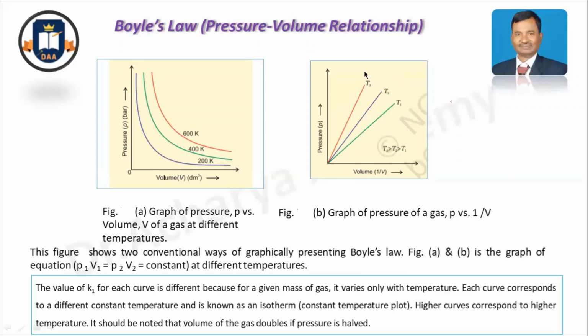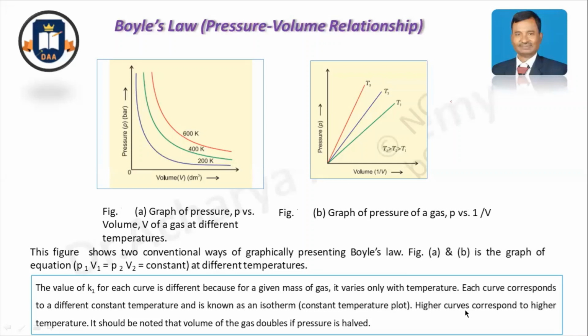So when the temperature is constant, in this case also constant, because at 200 Kelvin you get one curve, at 400 Kelvin you get another curve, and for the temperature 600 Kelvin we found another type of curve. And on the right side also, for different temperatures T1, T2 and T3, you get different straight lines. So when the temperature is constant, it is called the isotherm curve or isotherm straight line.